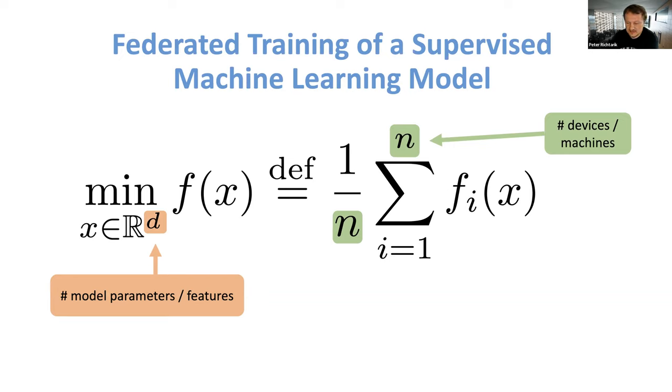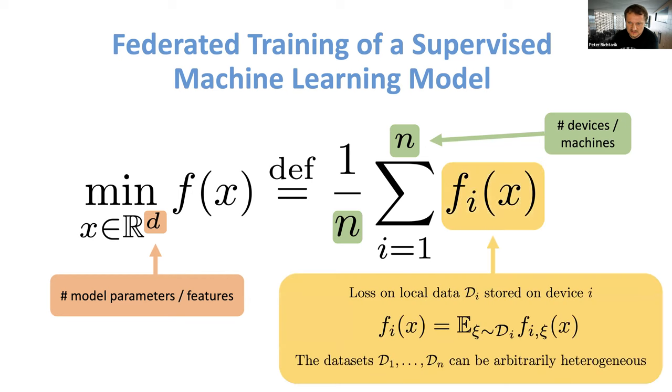But still n can be huge, and each function f_i can be, let's say, the empirical risk of millions or thousands or tens of examples stored on that client, depending on how much data is stored on that client. We are not going to make any assumptions on the similarity or dissimilarity of the distributions which lead to these local data sets. So all the theoretical results apply to arbitrarily heterogeneous data.